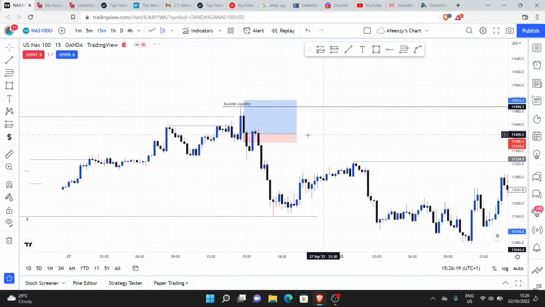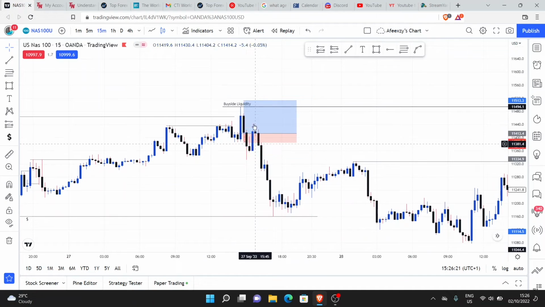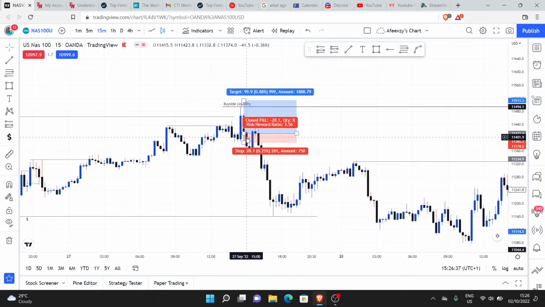I think this was New York session. I saw some kind of, okay, I thought this was a break of structure to maybe push up here, even before maybe starting to come down. But immediately this happened, I thought this was a break of structure. Then it came here, it triggered me.